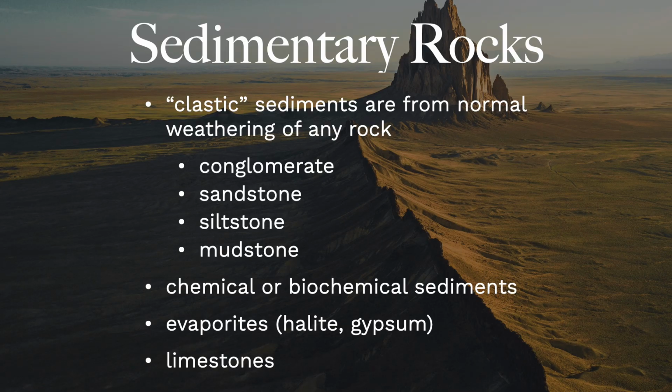They can be produced by chemical or biochemical sediments. They are also evaporites that we talked about earlier in our oceanic circulation section, where I showed you some photos of some halite and some gypsum deposits. And sedimentary rocks also include limestones.